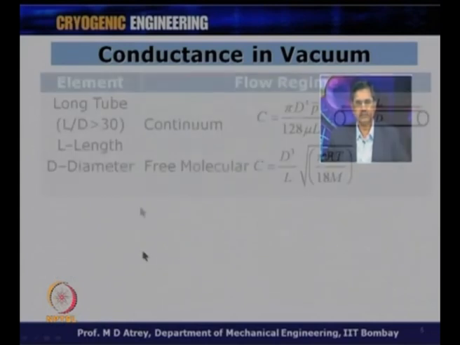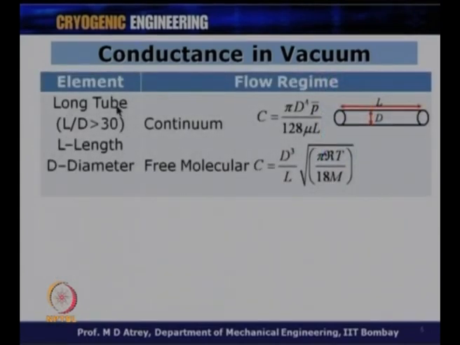of the system. For example, we have a long tube, and a long tube is defined as when L by D is more than 30. So, L is length, D is diameter, and for a continuum flow we have a relationship, as we have derived earlier, of pi D to the power 4 P by 128 eta L. So, use this equation to calculate conductance if we are in the continuum region, or if we could prove that we are in the free molecular region, then use this formula which we have ultimately derived. All right. So, use such formulas.